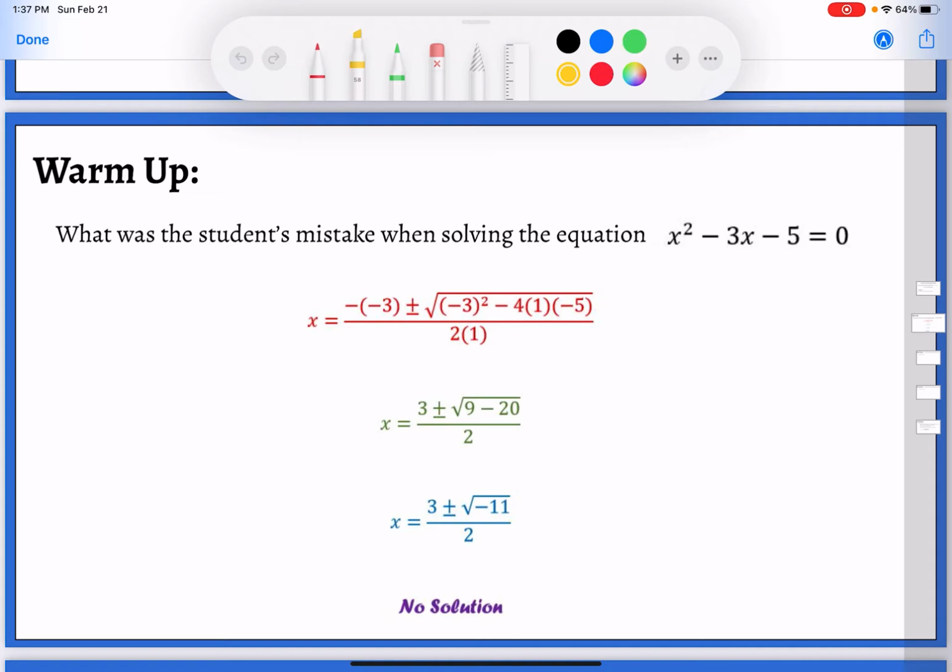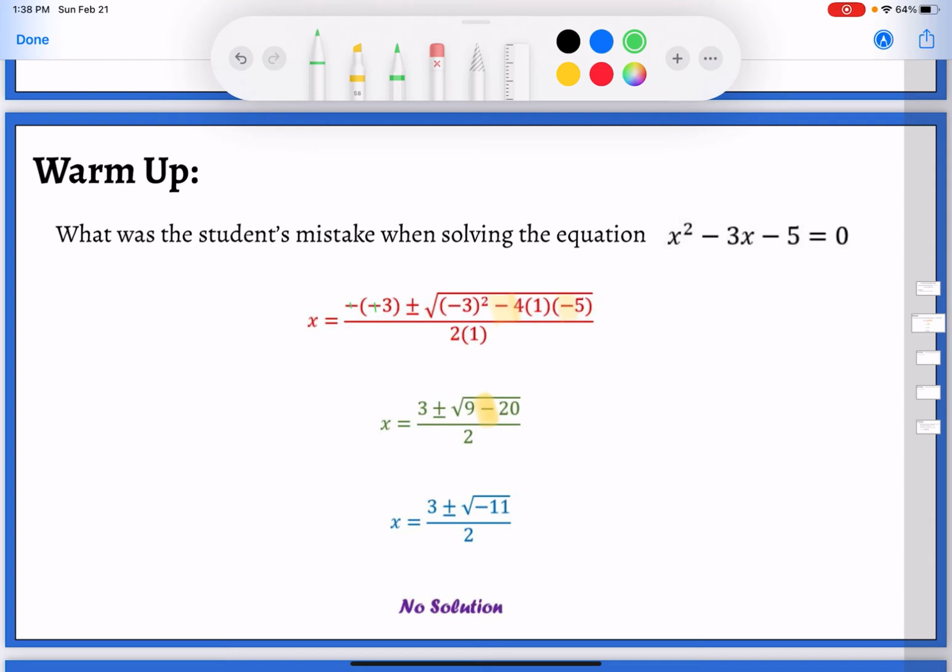Maybe it took you a little bit, but the big idea here, this is one of the most common mistakes, is with the negatives. So if they went through and looked at those negatives, said, okay, 2 negatives makes a positive. Yep, positive 3 in the next step. Negative 3 squared, 2 negatives make a positive 9 in the next step. That's good. But here I have negative 4 times 1 times negative 5.